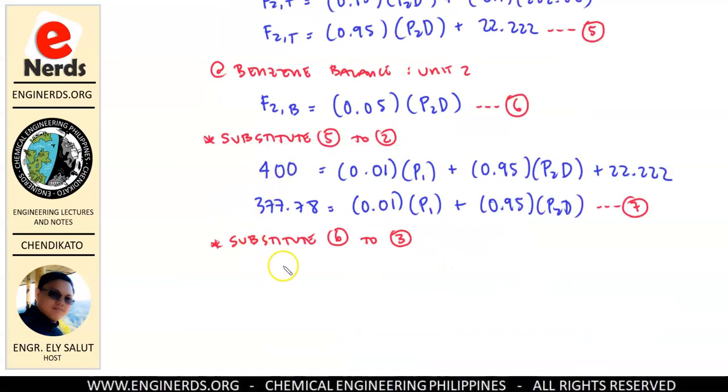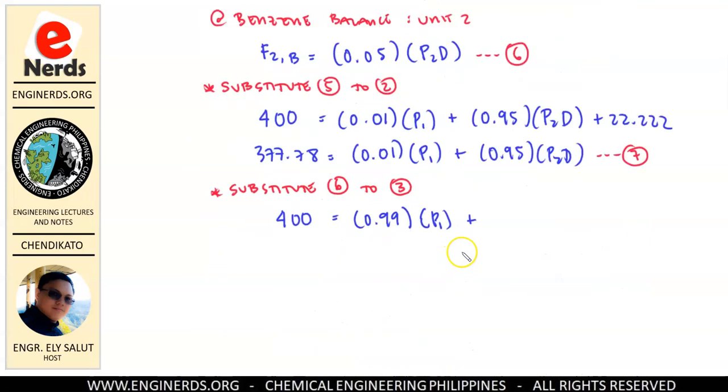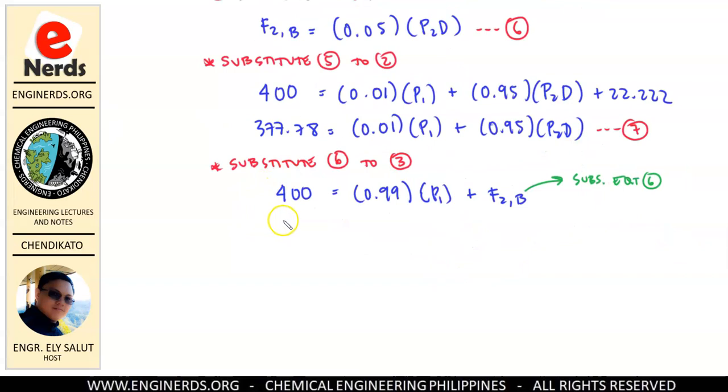So, we have 400 is equal to 0.99 times P1 plus, okay, sulat ko muna, F2B. Okay, para hindi tayo malito. F2B. I should have done the same here para nakikita ninyo yung flow ng ating equation. So, dito natin isa-substitute yung equation 6. Hindi ko yung ginawa dito sa nauna, no? Pero this is how we did it. Okay, ganyan natin siya ginawa.